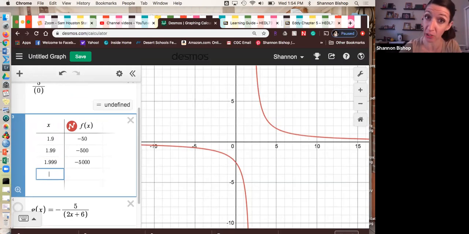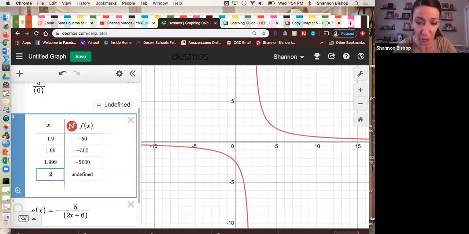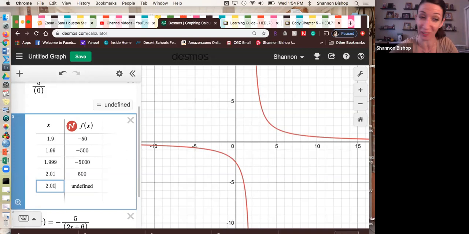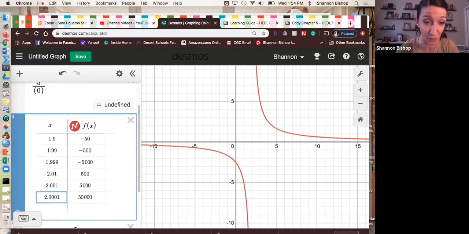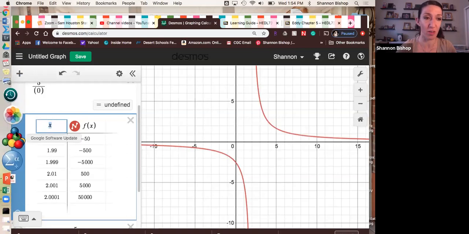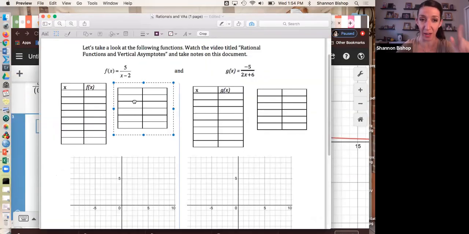All right, what about if I go on the other side of 2? Now again, I can't plug in 2 because 2 minus 2 is 0, and that would be an error. But can I plug in 2.01? Yes, I can. Can I plug in 2.001? Yep. How about 2.0001? Yes, I can. So I want you to capture this message right here: just because I can't plug in 2, I can plug in numbers that are really close to 2. So you're going to record those values in this table right here.